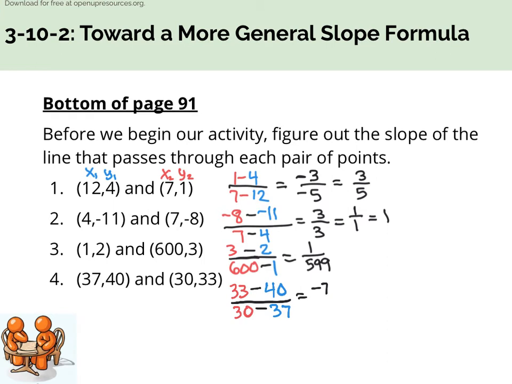30 minus 37 is also negative 7. Negative 7 divided by negative 7 is 1 over 1. We also know that as just 1. So here are your slopes for these points. And again, we need to know this information for later on for an activity for today.